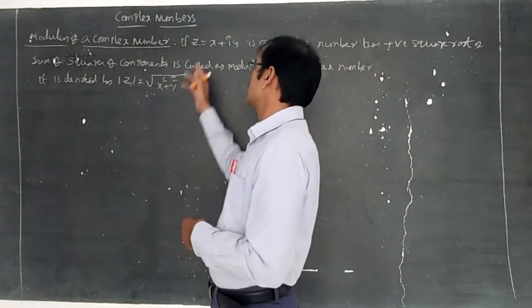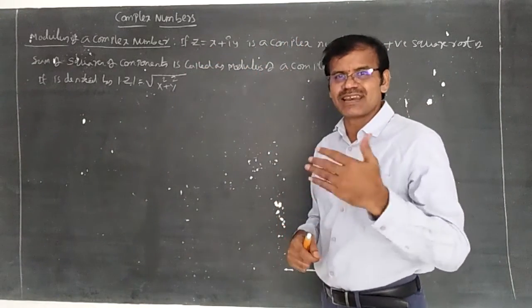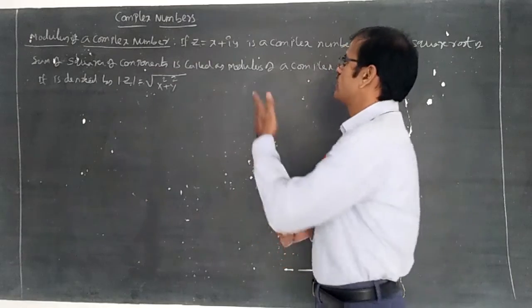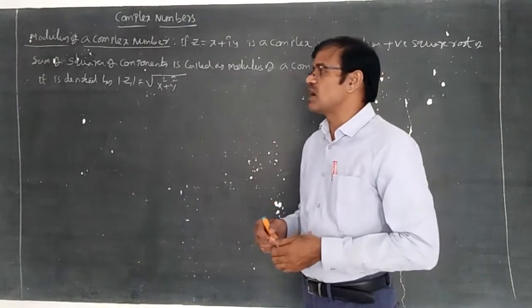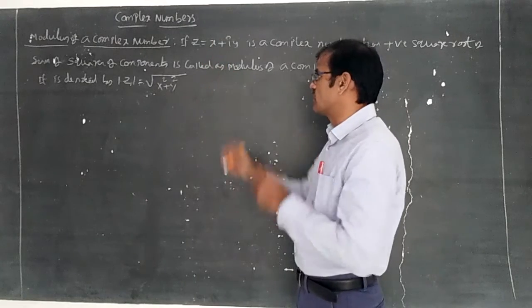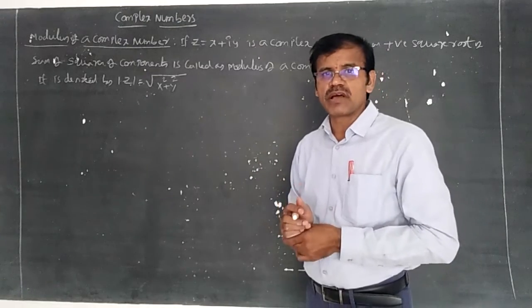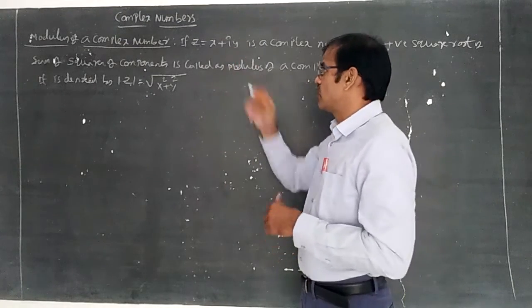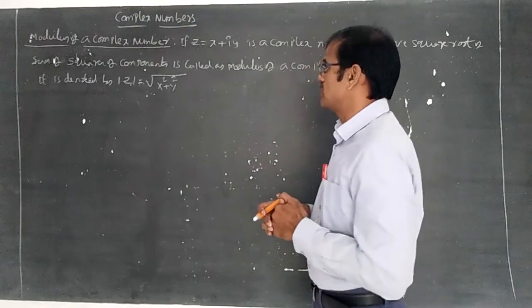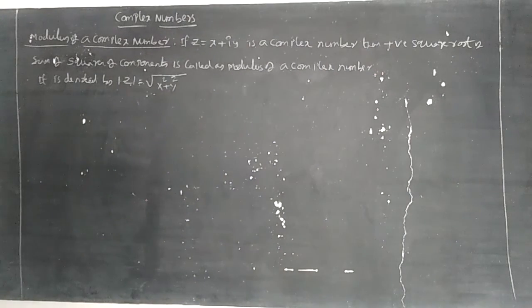In a similar way here, x plus iy is a complex number, x is a component that is the real part and y is a component that is the imaginary part. Here x square plus y square means x is the real part, y is the imaginary part. The components are nothing but the real part and imaginary part in the complex number x plus iy. So mod z is equal to root of x square plus y square.